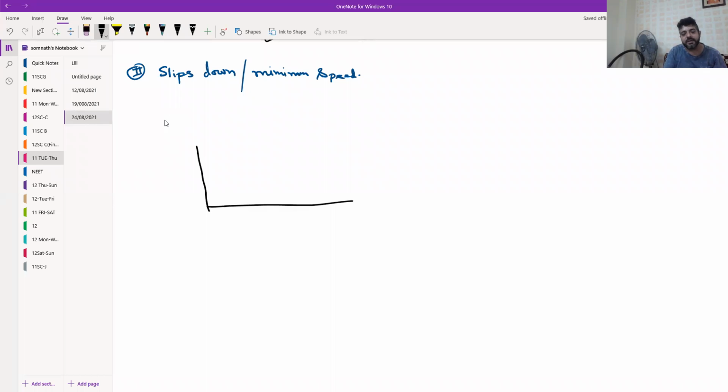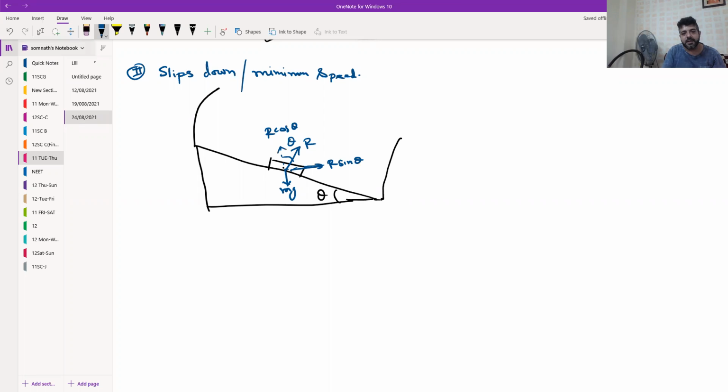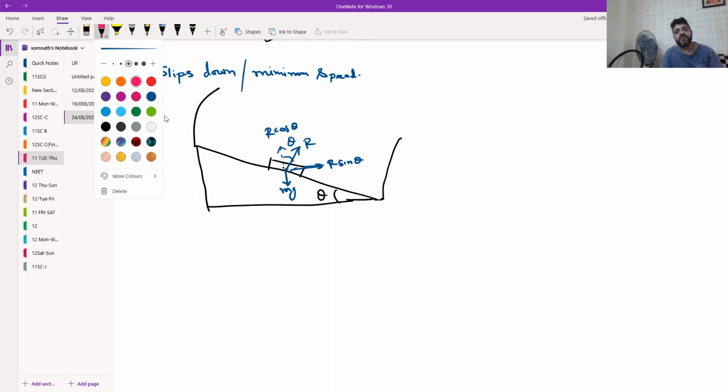everything is same. This is my inclined plane. This is the angle of inclination. This one is my turn. We put a block here, and mg is acting downward. Normal reaction is this one. This angle is theta. So this is R cos theta, and this is R sin theta.